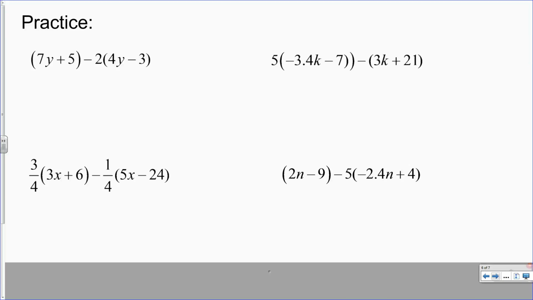You now have a chance to practice 4 problems with subtraction. Go ahead and turn the video off and work these out, and then turn it back on and we will look at them.